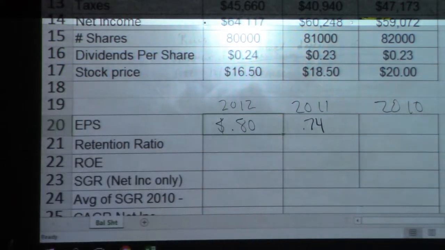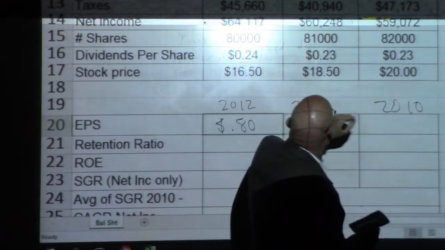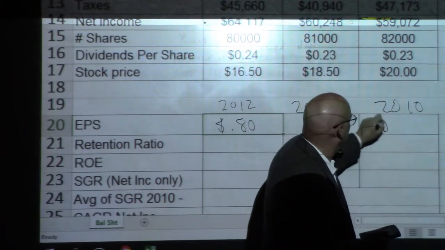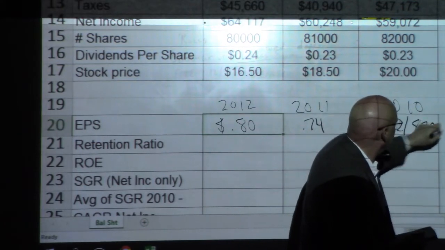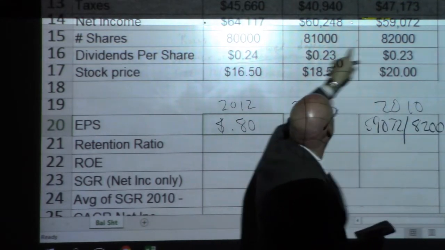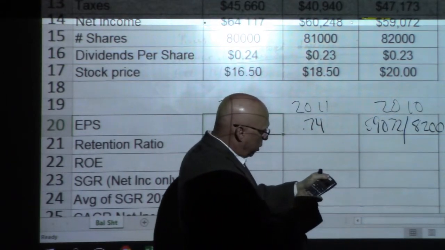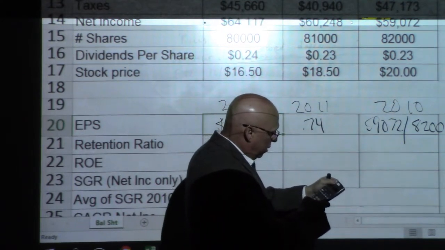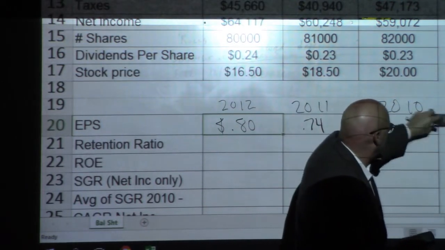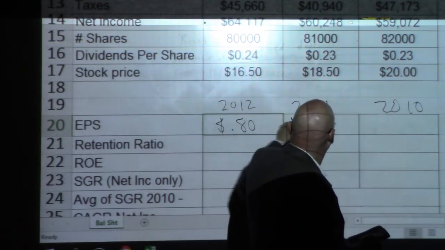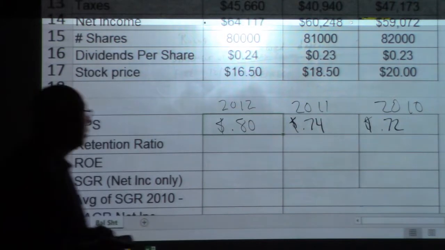Okay? And then we have 2010, which is 59,072 is our net income, divided by 82,000. So one thing we see going on here is the number of shares goes from 82 to 81 to 80. Okay, so we see that. So what's our earnings per share? 59,072 divided by 82,000, and we have 72 cents. So that's where these numbers come from.